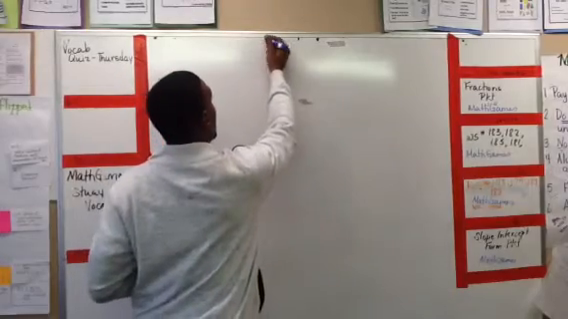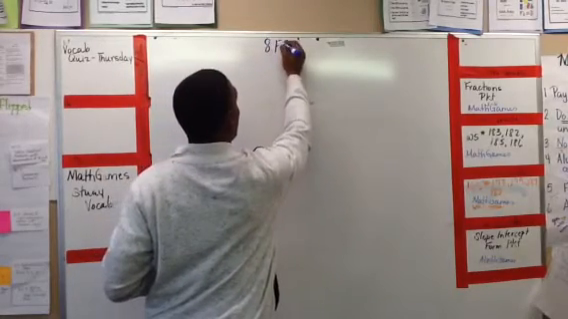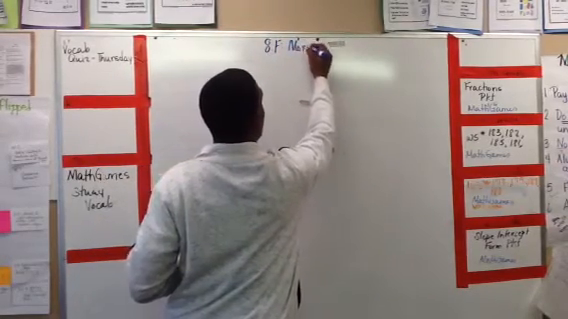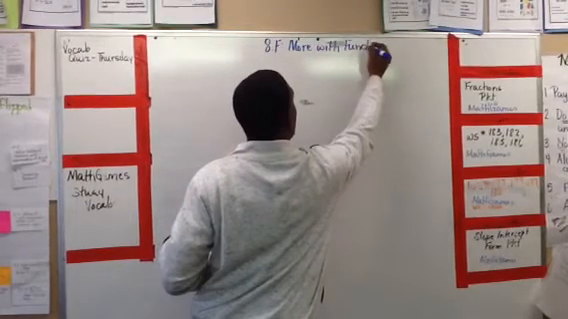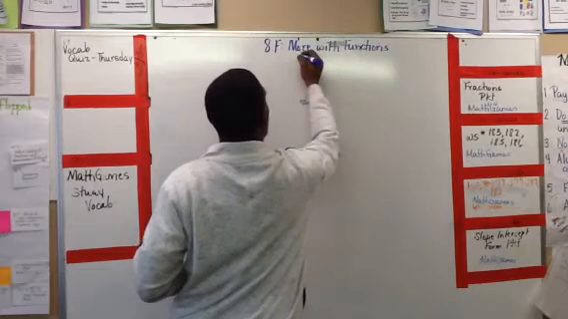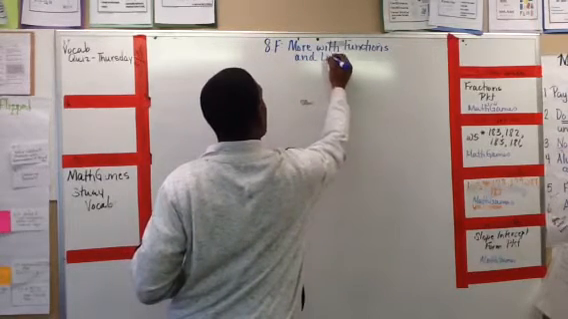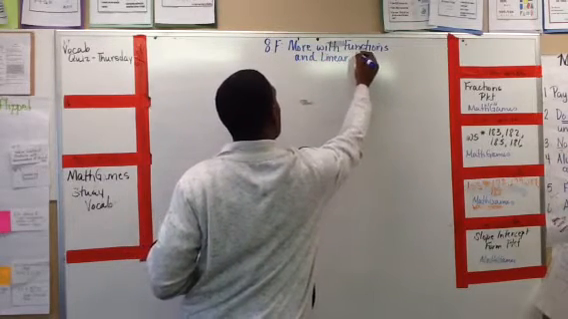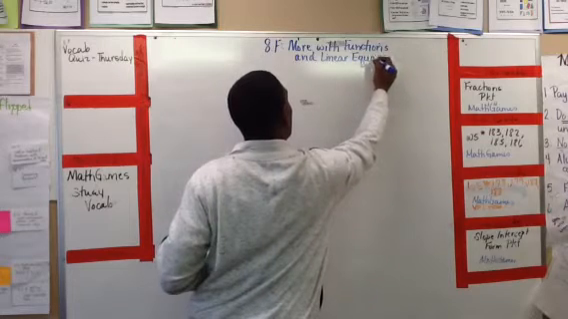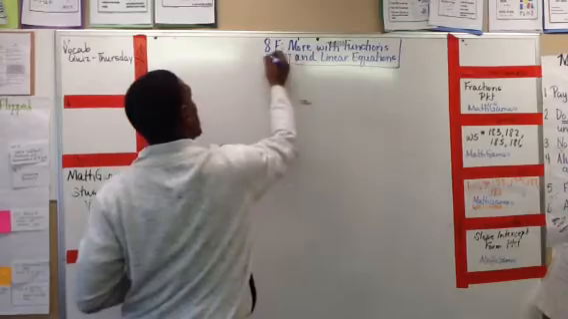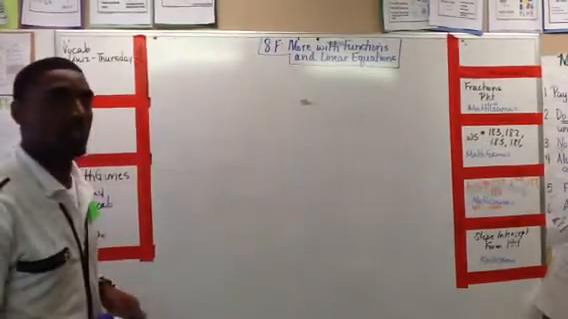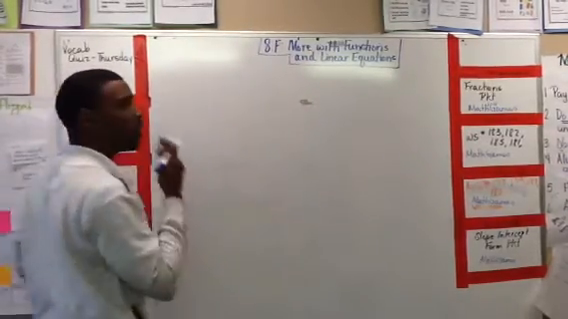All right, this is 8.f, more with functions and equations. And linear equations, excuse me. Linear meaning line. More specifically, we're going to discuss point-slope form.